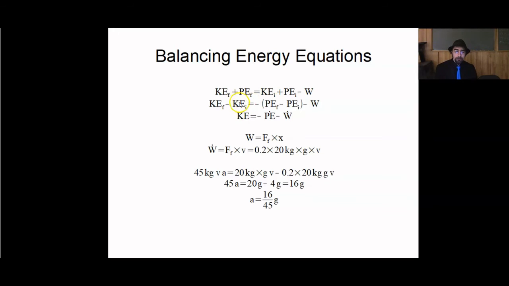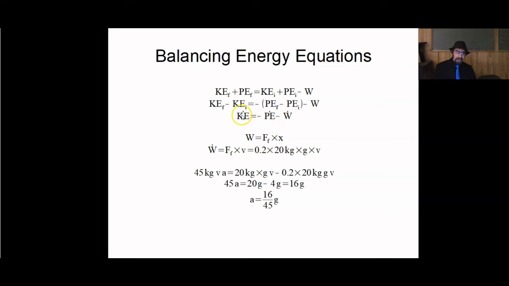So rearranging, I say kinetic energy final minus kinetic energy initial equals negative potential energy final minus potential energy initial minus work. And so I can say, let me take the rate of change of everything, and it should still work. Right? If I look at the absolute change in something, I can say, well, what's the rate of that change? If the change is equal or equal and opposite at every point in time, then the rates should also be the same. So KE dot equals negative PE dot minus W dot.